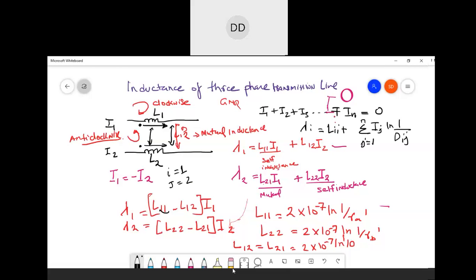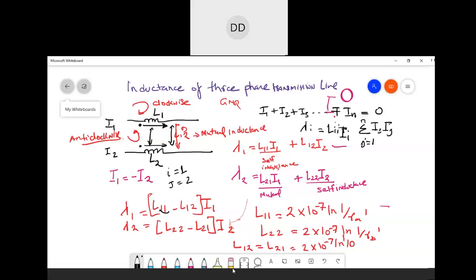So with respect to the mutual conductor, what is coming into account? Secondary current is coming into account. Sorry, here there is a mistake. Lii into Ii, Lij into Ij. So this is the secondary current.